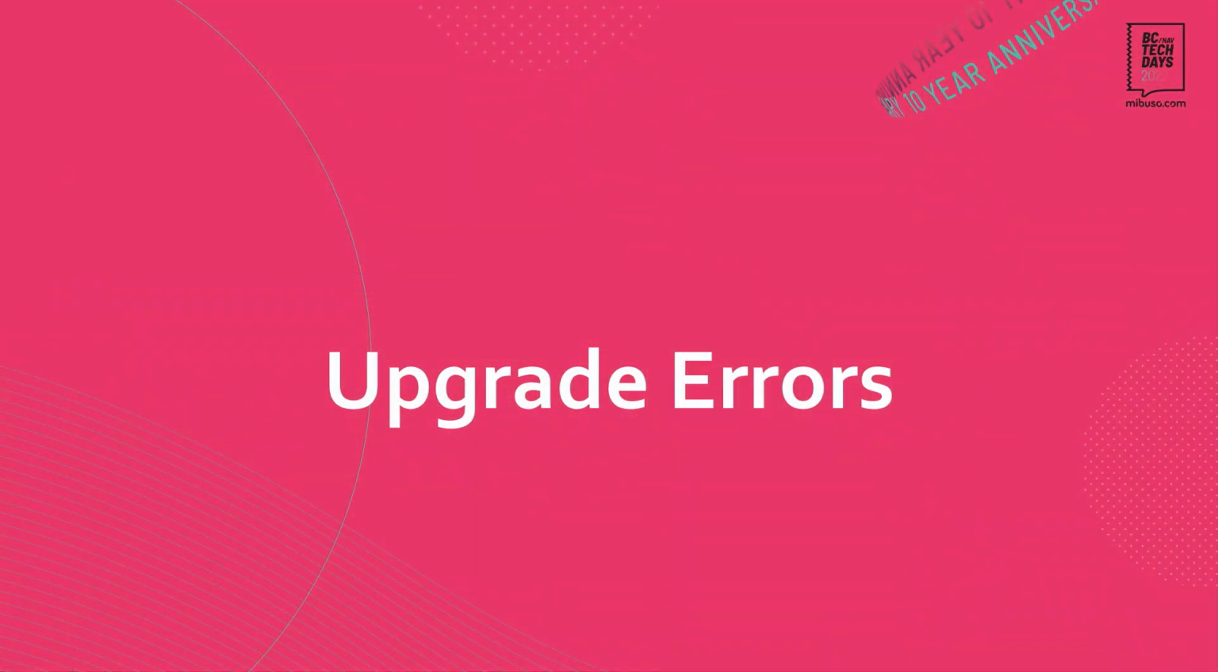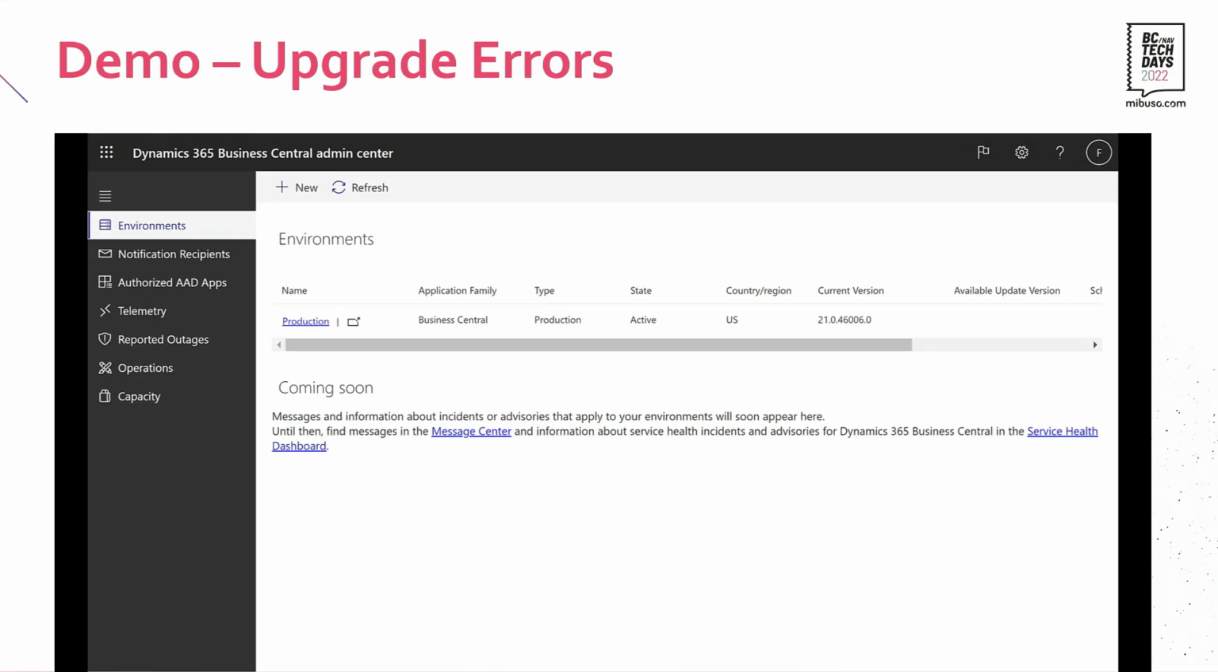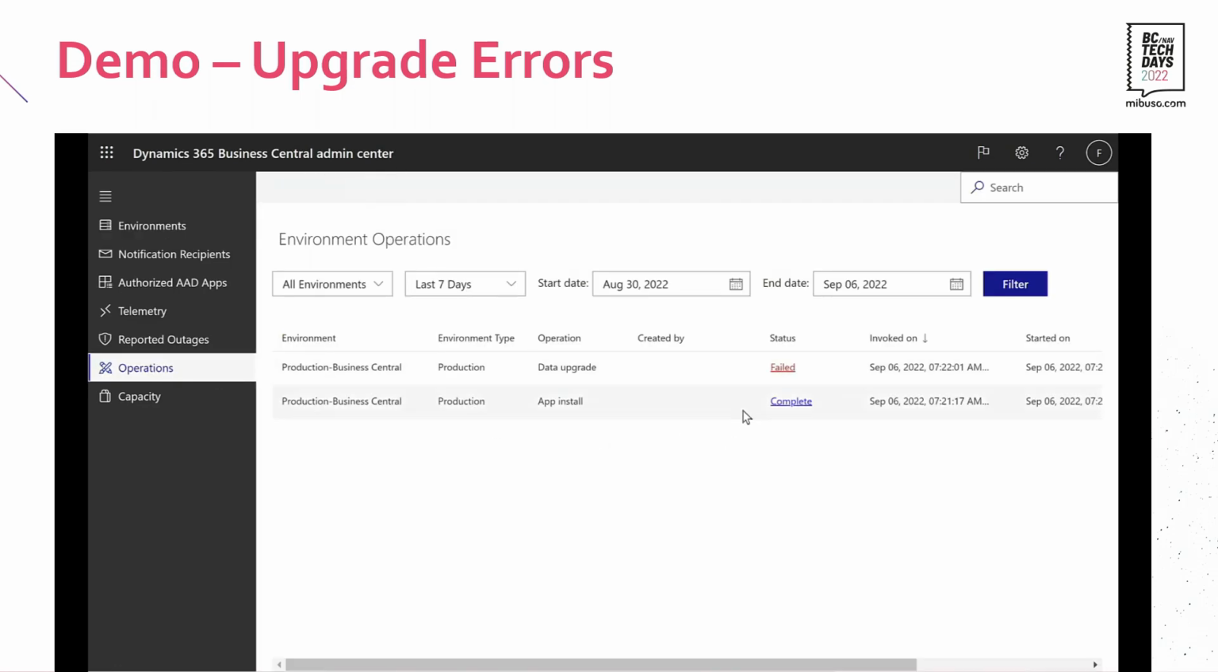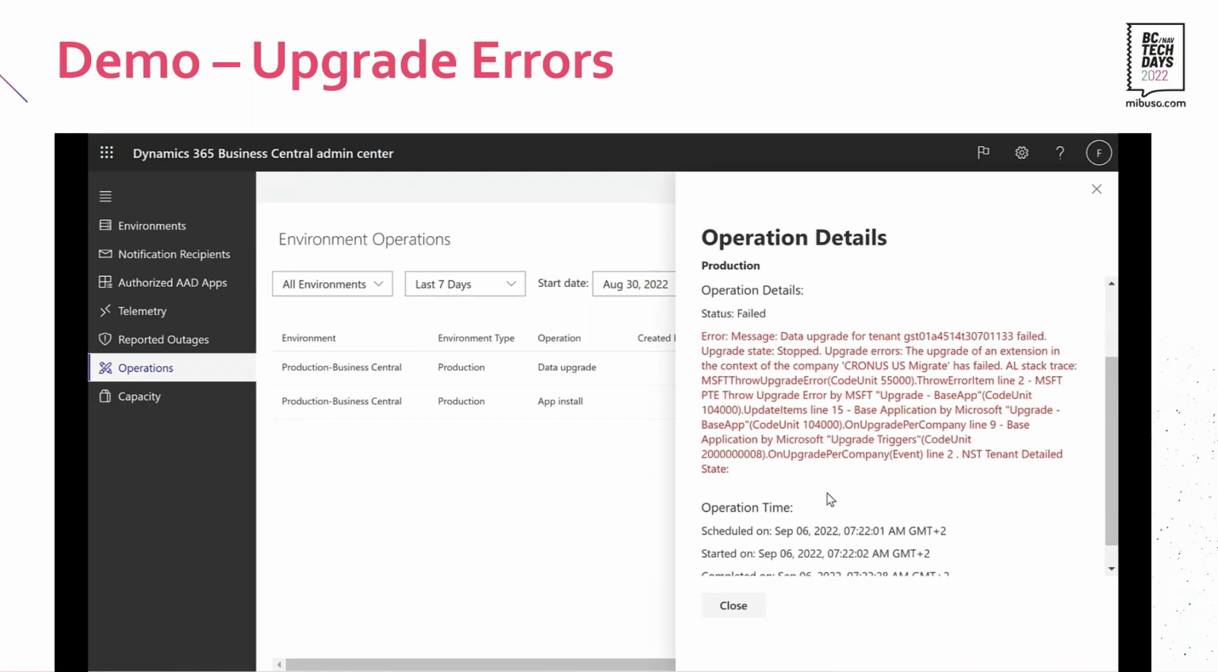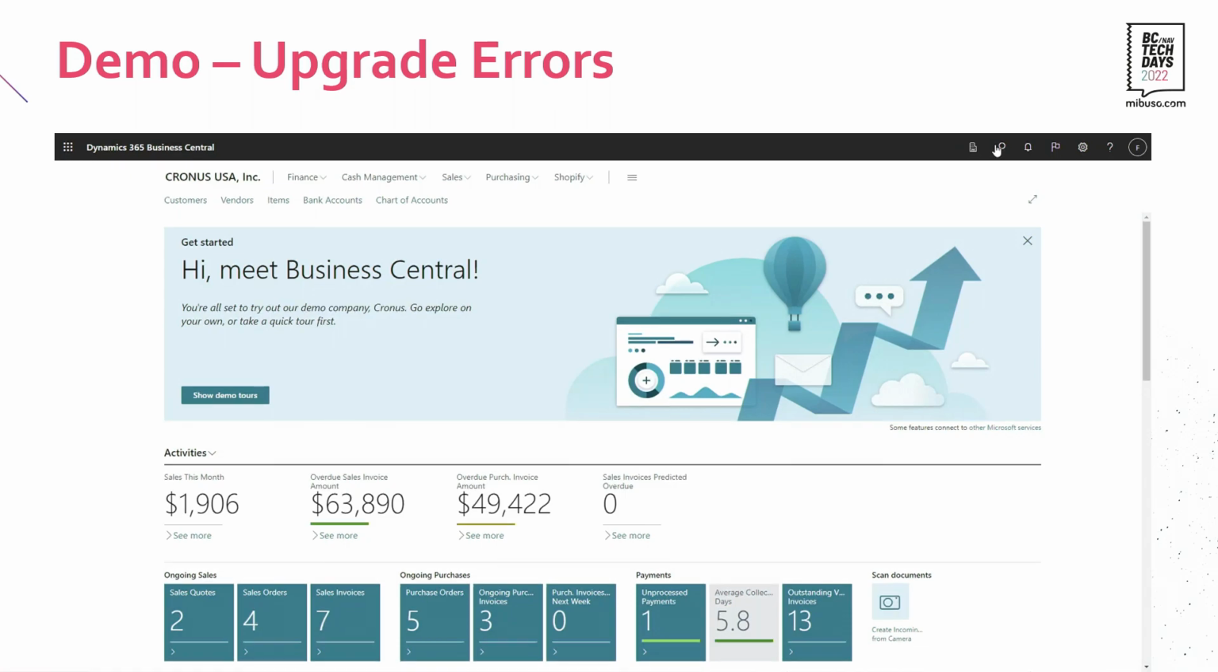Now, in case the upgrade fails, you can go back to the operations tab and you'll see that the operation has failed. You'll get a full stack trace. We are looking into providing you with a nice error message as well, so you can see why it failed. And you can go back to Business Central.